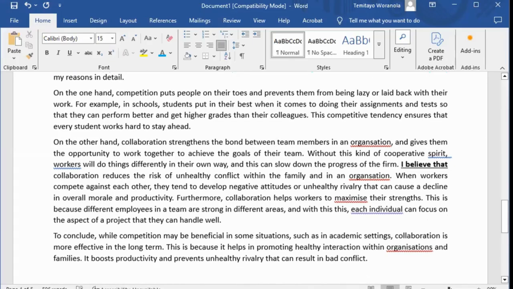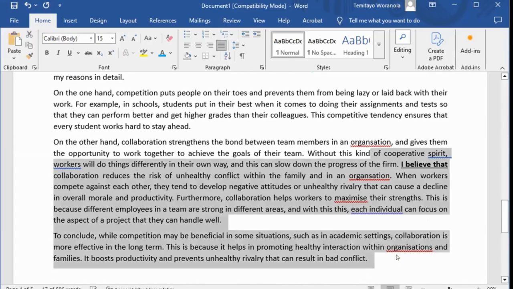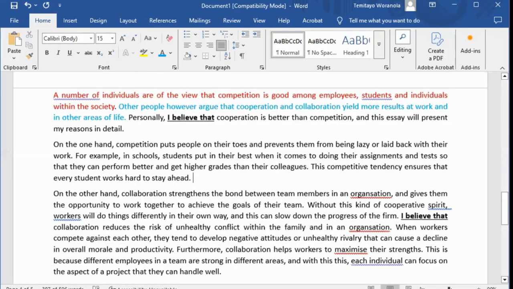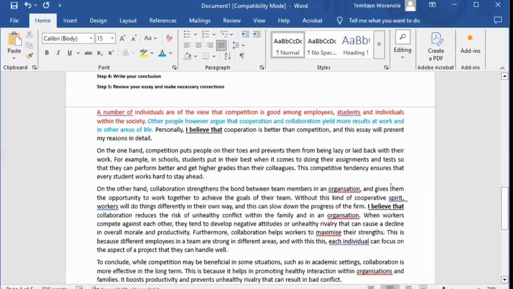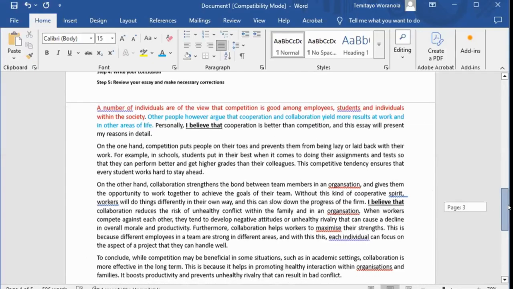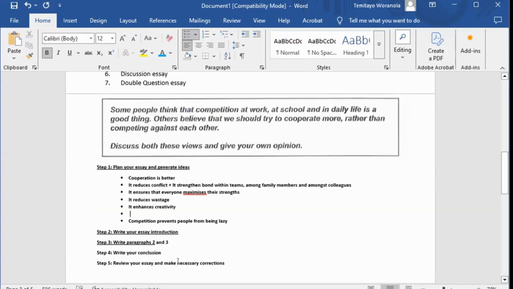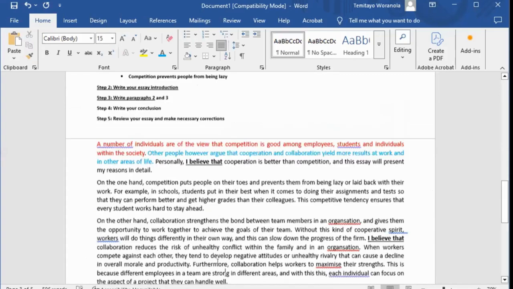Ladies and gentlemen, I have finished writing my essay. This essay here contains 307 words. You can see it here, 307 words. So I have finished writing my essay. The next thing I will do is read through it and make sure that there are no corrections. That's step 5. Remember step 5: review your essay and make necessary corrections. So look at step 5 now. Let's read through it and see if there's any correction to make.